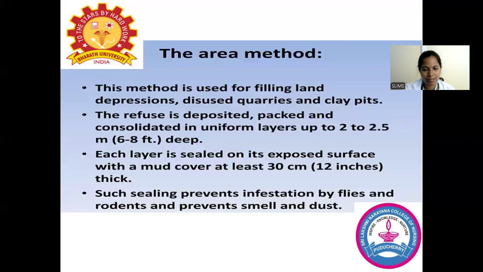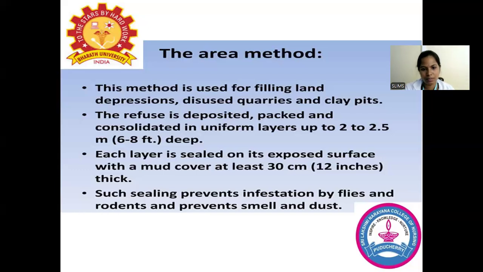Area method. It comes under the ramp method. This method is used for filling land depressions, disused quarries and clay pits. The refuse is deposited, packed and consolidated in uniform layers up to 2 to 2.5 meter deep. Each layer is sealed on its exposed surface with a mud cover at least 30 centimeter thick. Such sealing prevents infestation by flies and rodents, and it prevents the smell and dust.